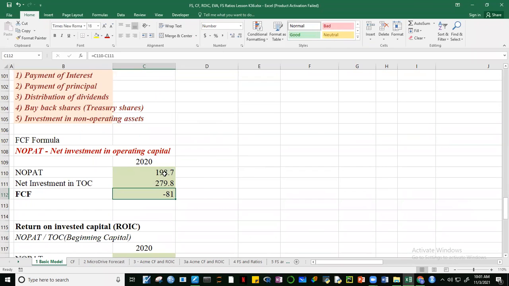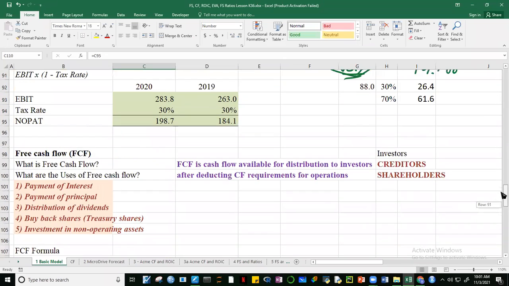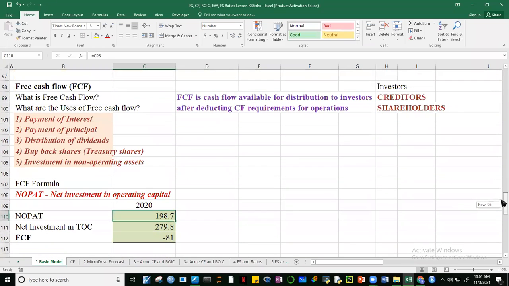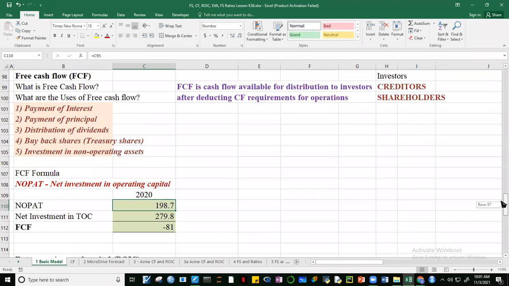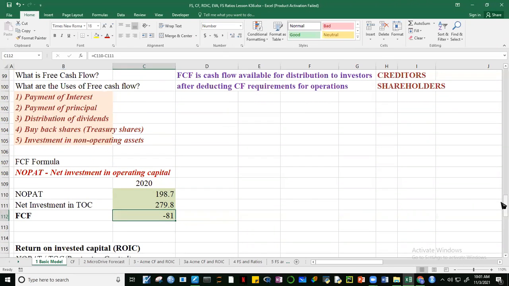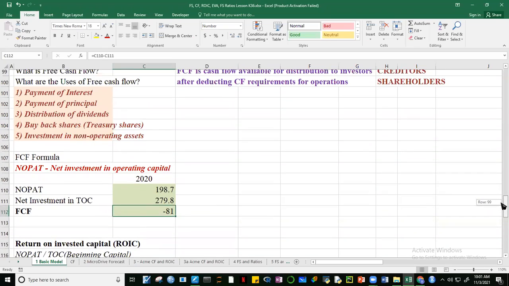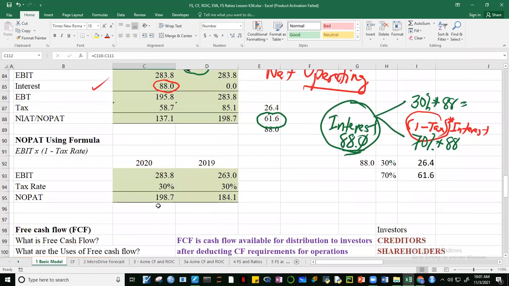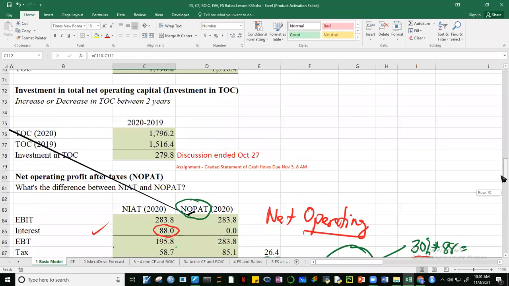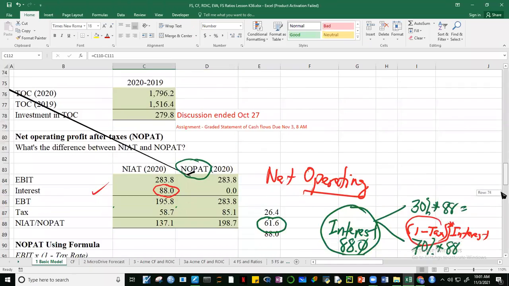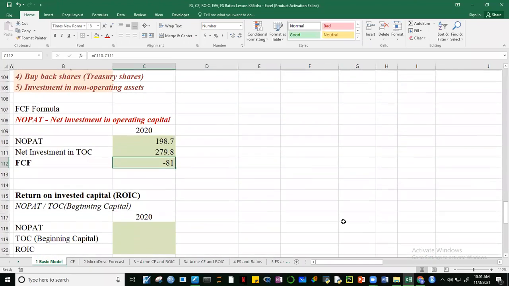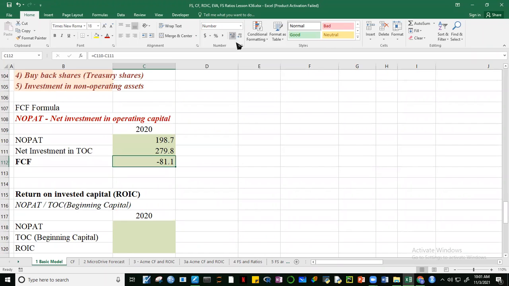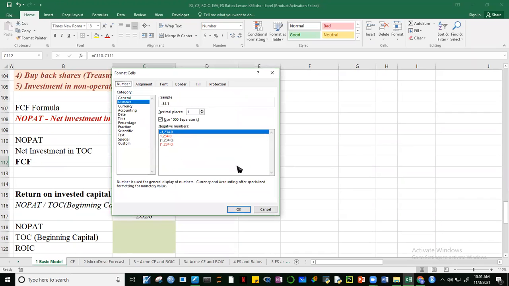Oops, sorry. What happened? Okay. All right, so negative 81. Did I get it correct? NOPAT 198.7. Investment in TOC 279.8. Okay, it's correct. Let me just color code this. There.